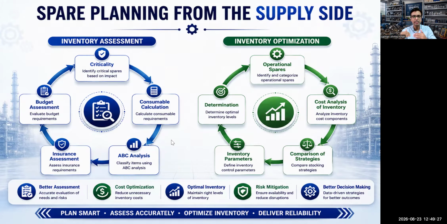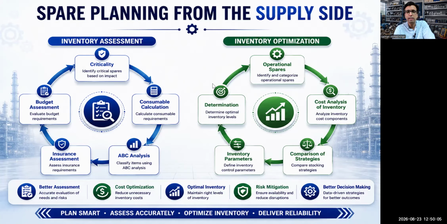Now, from the supply side or supply chain side, you need to do the inventory assessment and the optimization. Assessment of the inventory means that you identify critical spares based on the impact, and you need to do the consumable calculation based on the ABC analysis, and then you have to assess the insurance requirement of the spares based upon the budget you have, because you need to control your cash flows, as I mentioned in my previous videos, how important it is for organizations to manage their cash flows.